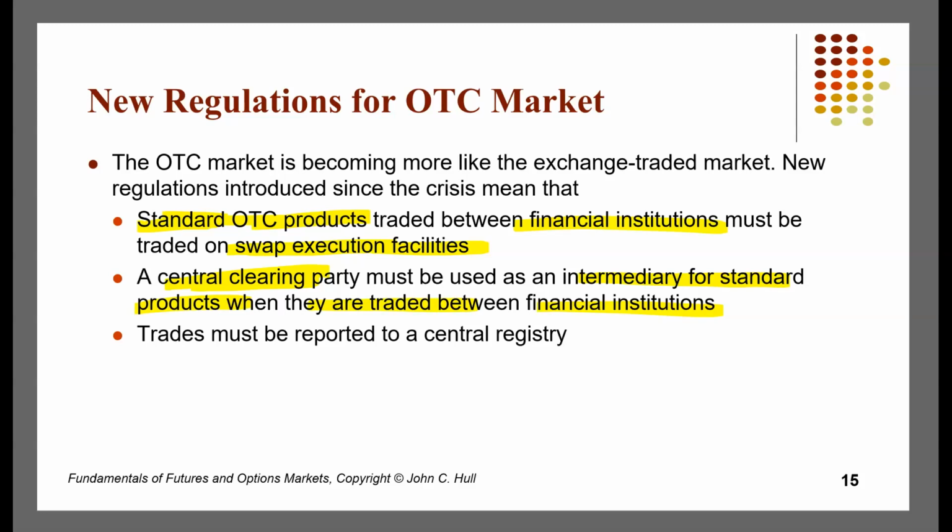So it used to be that Bank A would reach out directly to Bank B and enter into an agreement and exchange with each other. Now what we're saying is that we have to have a central clearing party to serve as a middleman, just like the exchange plays that role in the exchange market. So the regulations are changing, and the OTC market is becoming a lot more like the exchange traded market, and that is because of the abuses that were observed during the 2008 financial crisis on the OTC market.